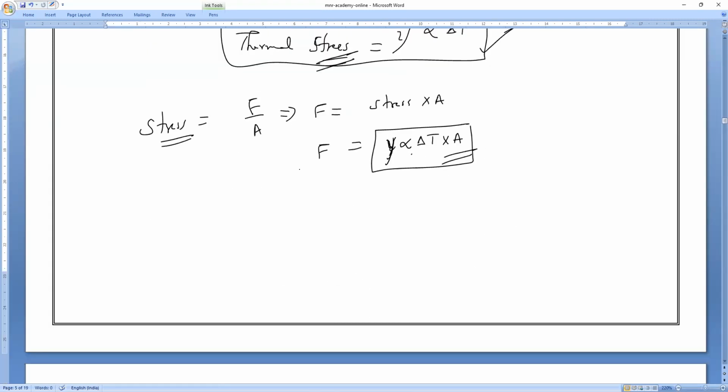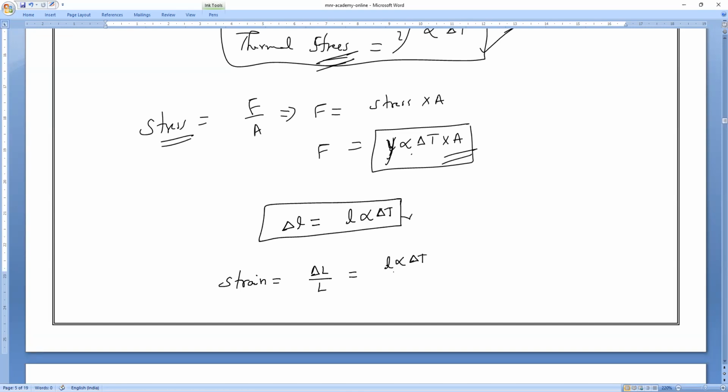Very, very important: if you remember only a single formula, what is that? Delta L is equal to L into thermal coefficient alpha into change in temperature. If you remember this, all the remaining formulas are very simple. Thermal strain is equal to delta L by L, which is equal to L into alpha into delta T divided by L. So L and L will get cancelled. Thermal strain is equal to alpha into delta T.